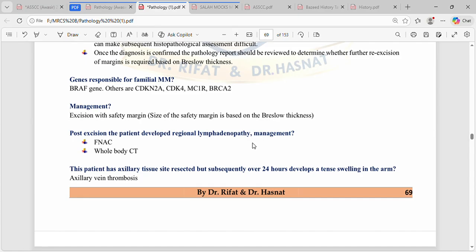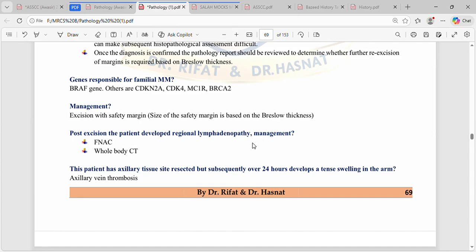Management: FNAC of the lymph nodes, and whole body CT to stage the disease and check for any metastasis. This patient has an axillary tissue site resected, but subsequently over 24 hours develops a tense swelling in the arm.